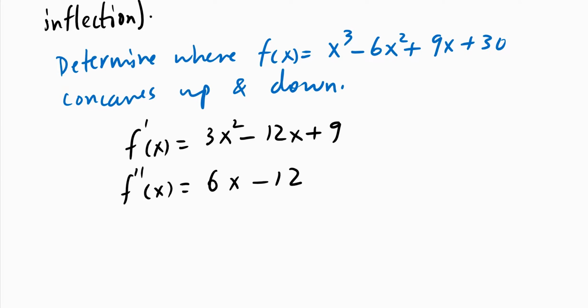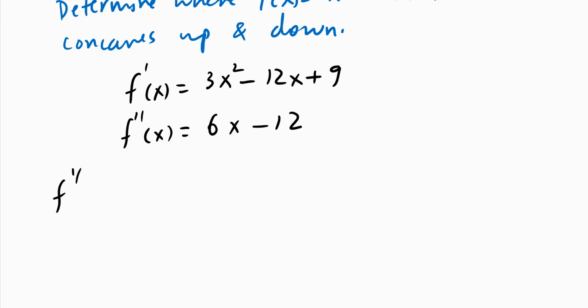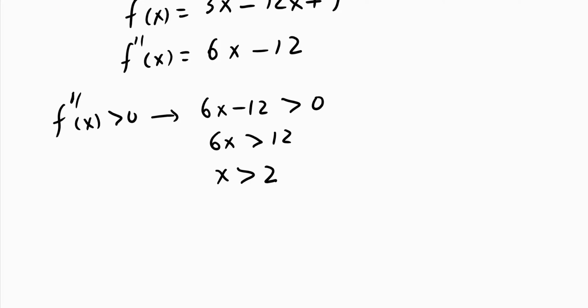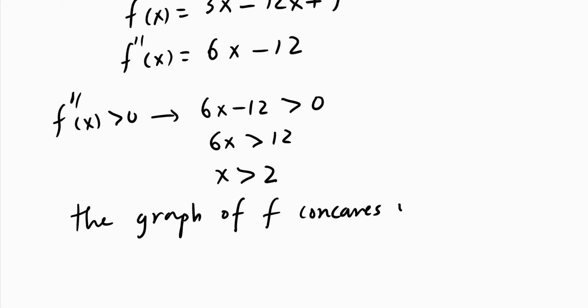So when is this bigger than 0? The second derivative is bigger than 0 when 6x minus 12 is bigger than 0. So when 6x is bigger than 12, when x is bigger than 2. So we say the graph of f concaves up over the interval 2 to infinity.